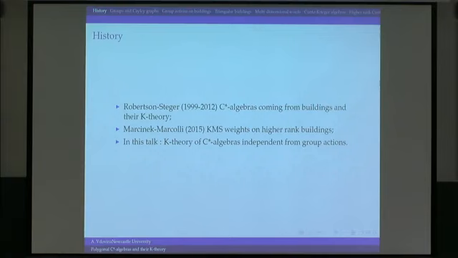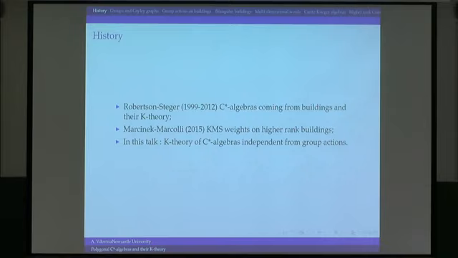And actually, this is the philosophy of this theory: you define certain geometric objects like higher dimensional alphabets, and then by certain rules you build up C*-algebras, and this geometry behind allows you to define the C*-algebras explicitly and compute their K-theory. But then there were several instances where this construction was used. So the most recent, like Marcinic and Marcoli, defined KMS weights on higher rank buildings using these C*-algebras.